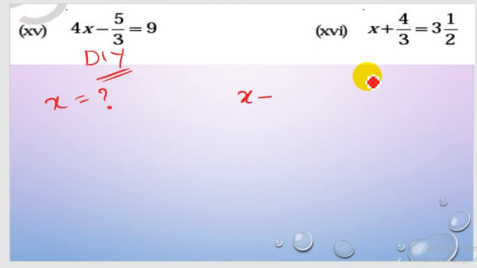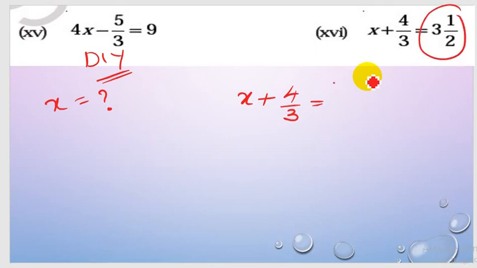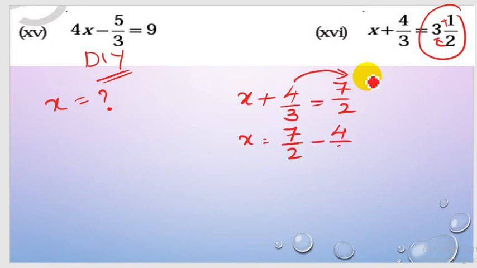So let us see this. What is given? x plus 4 by 3 is equal to, this is nothing but a mixed fraction, right? 3 and half. So 3 and half I can write as 7 by 2. So how we will get 7 by 2? 3 into 2 is 6, plus 1, 7 by 2. Now x is equal to, now I need to transpose this 4 by 3 to the other side. So already on the right hand side I have 7 by 2 minus 4 by 3.